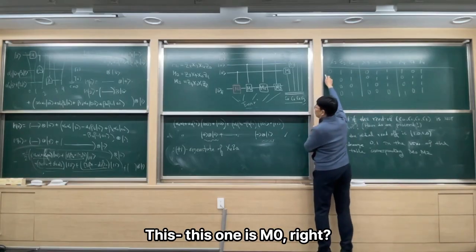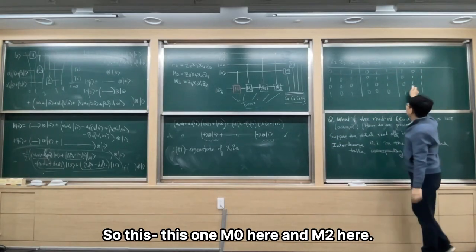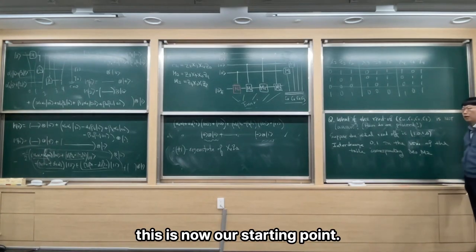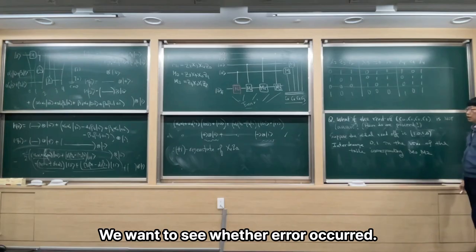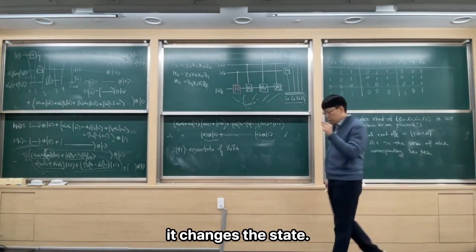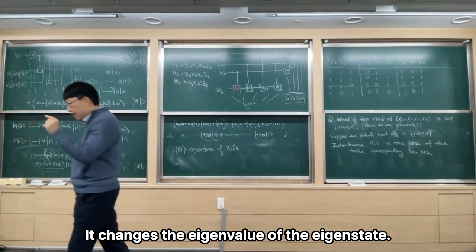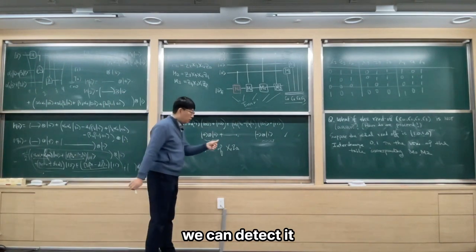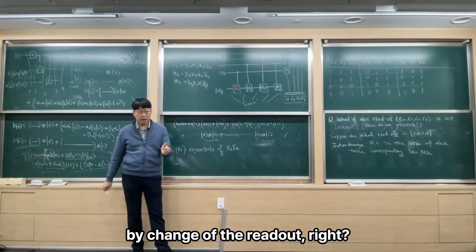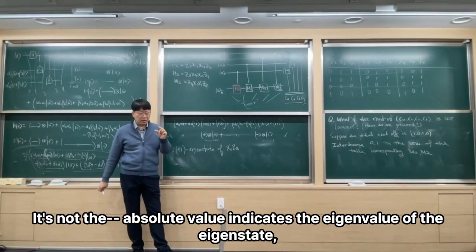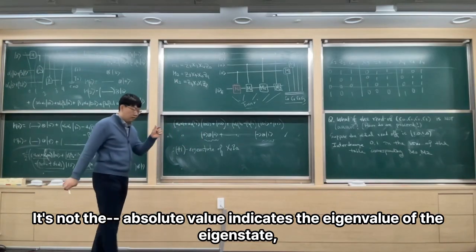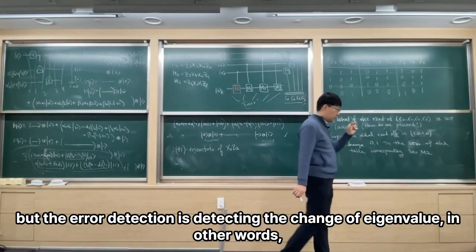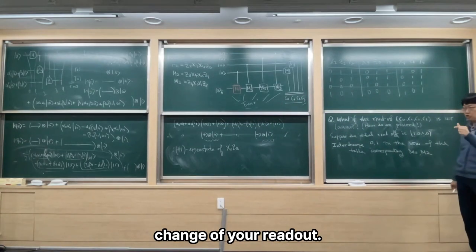See? Here, this one is M0, right? So M0 here, and M2 here. Since our initial state was 1, 0, 1, 0, this is now our starting point. We want to see whether an error occurred. When an error occurs, it changes the state. It changes the eigenvalue of the eigenstate. Whenever the eigenvalue changes, we can detect it by the change of the readoff, right? It's the change that is important. It's not that the absolute value indicates the eigenvalue of the eigenstate; error detection is detecting the change of eigenvalue, in other words, the change of your readoff.